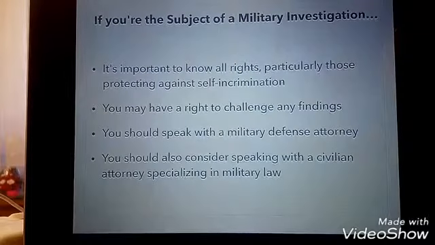In addition, you may have a right to challenge any findings. In any event, you should speak with a military defense attorney to further advise you of your rights during the process. You should also consider speaking with a civilian attorney specializing in military law.